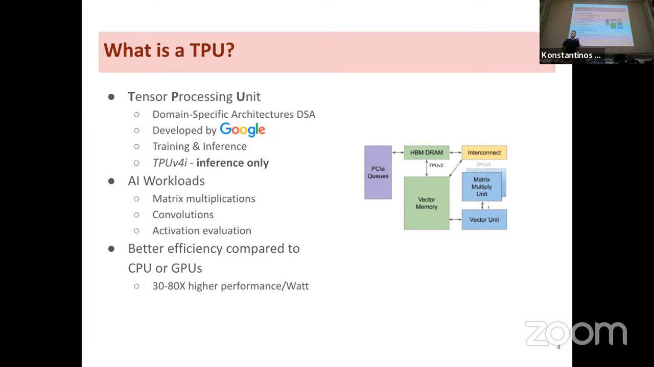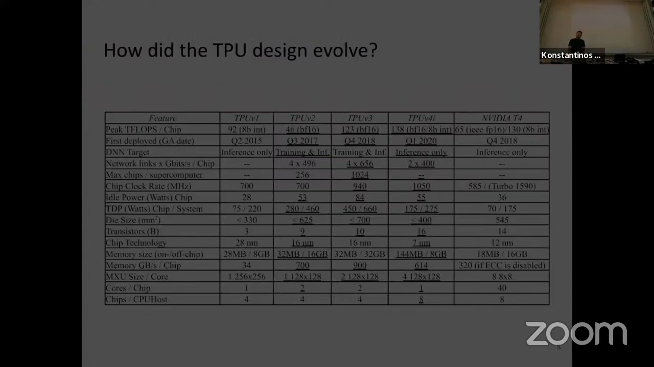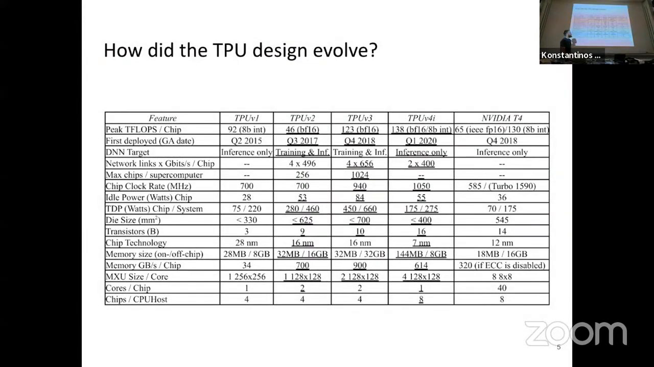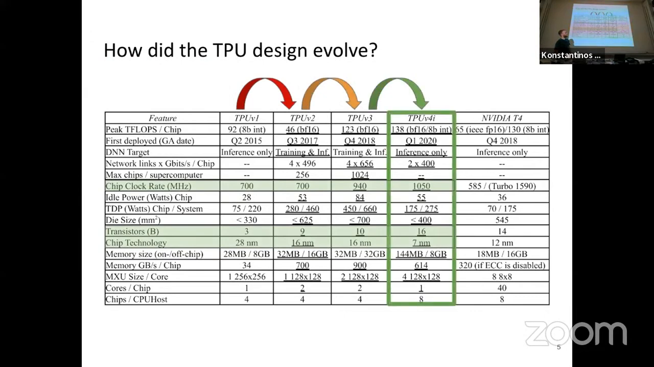Google has developed both training and inference chips. However, their latest TPU version 4 is actually primarily focused on inference. And here you see in this table a summary of the evolution of their TPU versions. As you can see, with improving technology over time, they were of course able to cram in more transistors and also increase the clock rate. But also the memory size has gradually increased on chip.